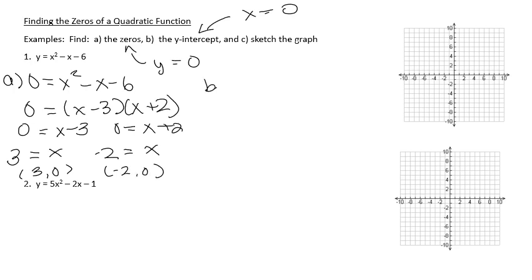For part B, I'm going to find the y-intercept, which means I'm letting x be 0. I can see pretty quickly that if I let x be 0, I get the y-intercept is -6. So I would have the ordered pair (0, -6) to graph. And then the last bit of my instructions is that I am to graph it. So I'm going to plot those 3 points. So (3, 0), (-2, 0), (0, -6).